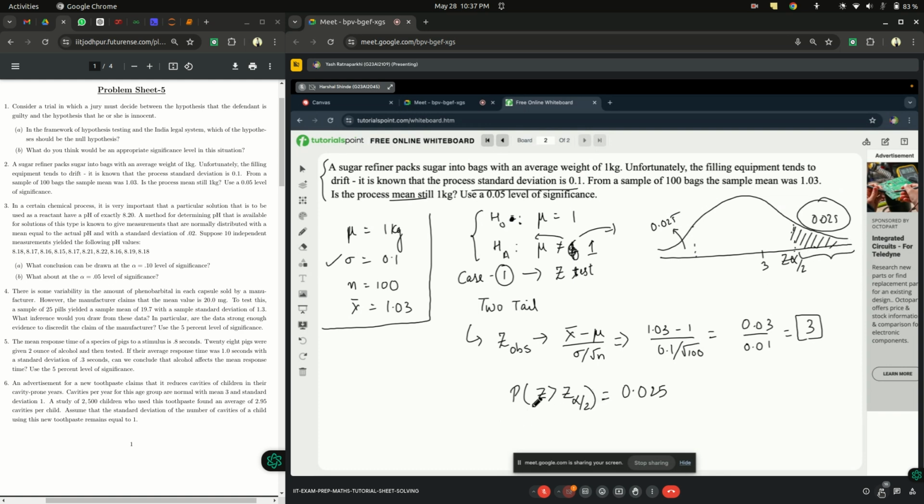Correct? Correct or not? Yash, we had taken 2p yesterday, maybe. No, that was the p value, brother. It was p value. This is not p value.